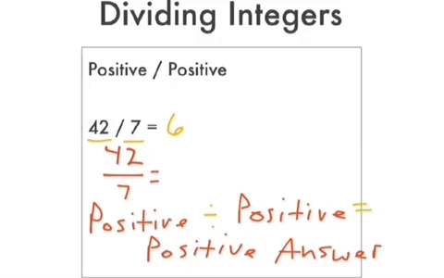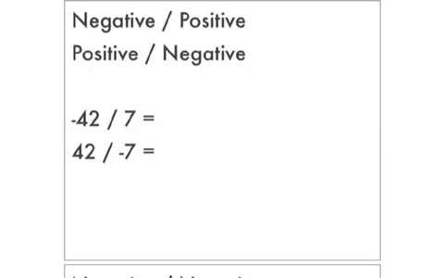Now let's go down to the middle section. This is exactly like when we did the multiplication: a negative divided by a positive, or a positive divided by a negative. When we divide negative 42 by 7, I have a negative number here and a positive integer here. Because one of them is negative, that's going to make my answer negative. 42 divided by 7 is 6, but since I have that one negative integer, it makes negative 6.